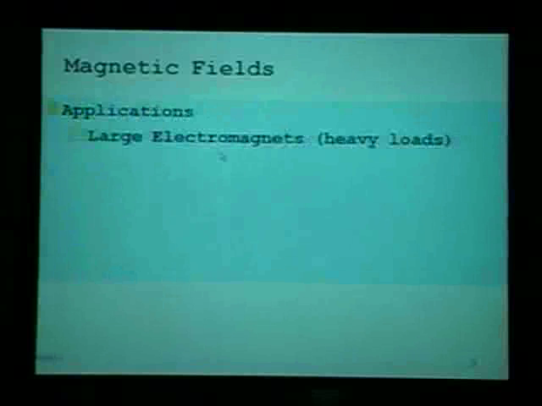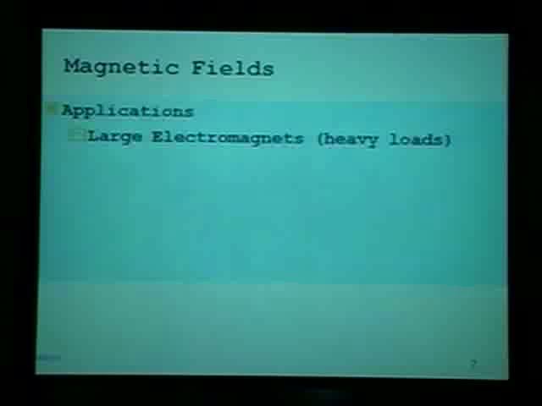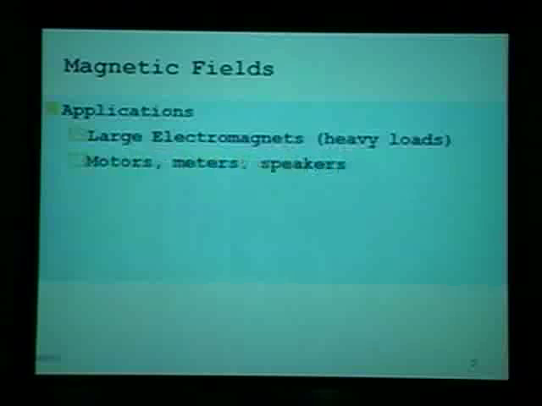Applications of magnetic fields. Large electromagnets: if we put in a current, there's a magnetic field associated with a moving charge in the current, and hence you can create a magnetic field and use that large electromagnetic field to lift heavy loads. Motors, meters, speakers, all this involves magnetic induction, changing an electrical signal to a magnetic signal into a mechanical signal. So anytime you can cause movement in the sense of motors or meters or deflection, you're changing the magnetic field to a mechanical motion.